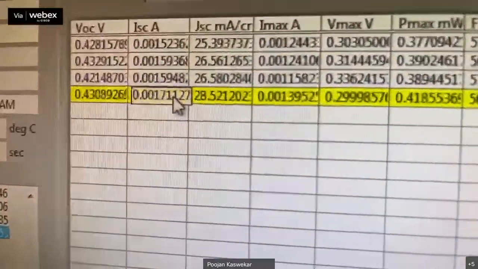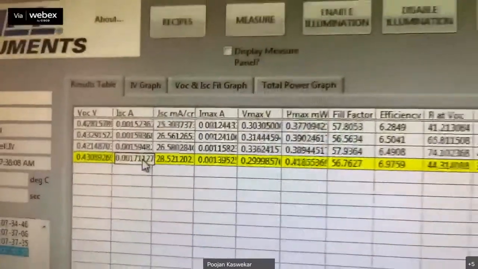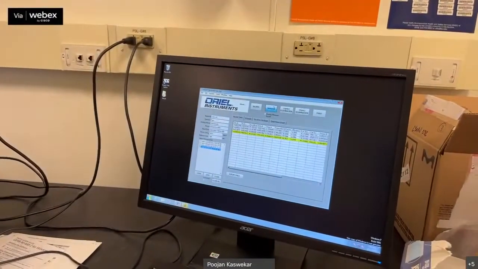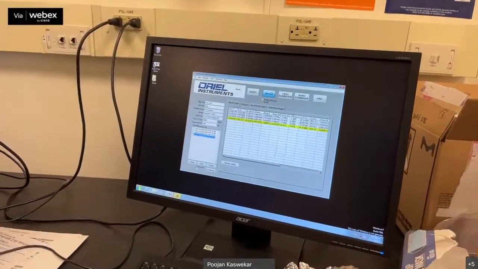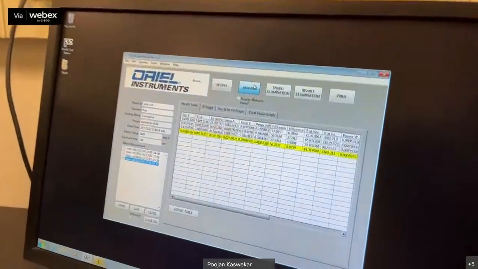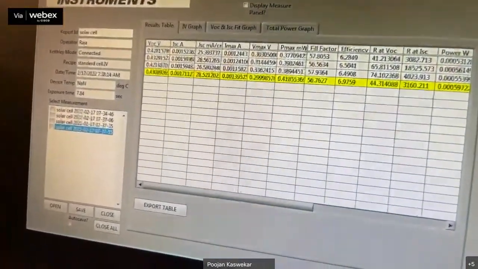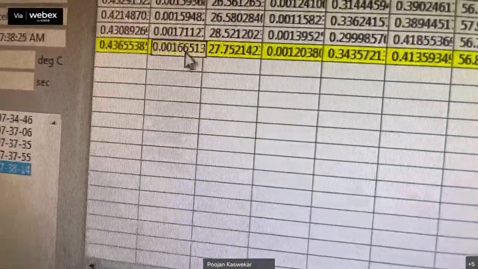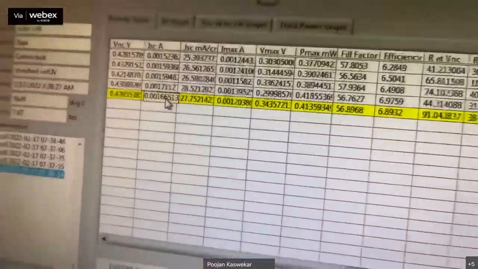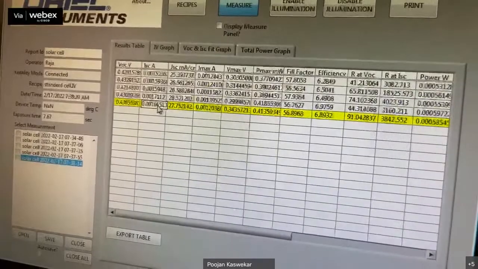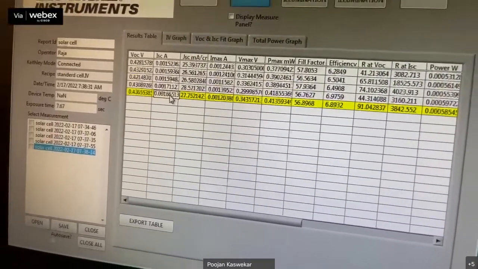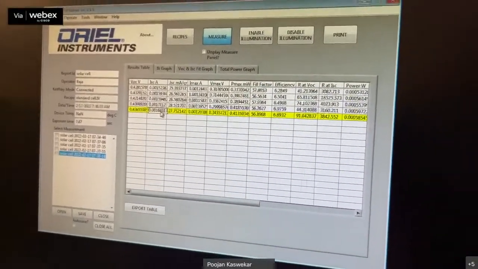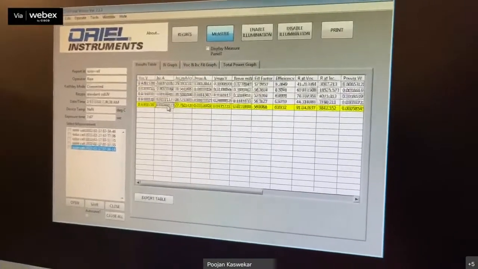So this is 1.71, a little higher. So this is 1.6 milliamps. So it's just like 0.02 milliamps of deviation over there. That's good enough for me. That's 1.66 milliamps, so that's good enough for measuring our actual cell.